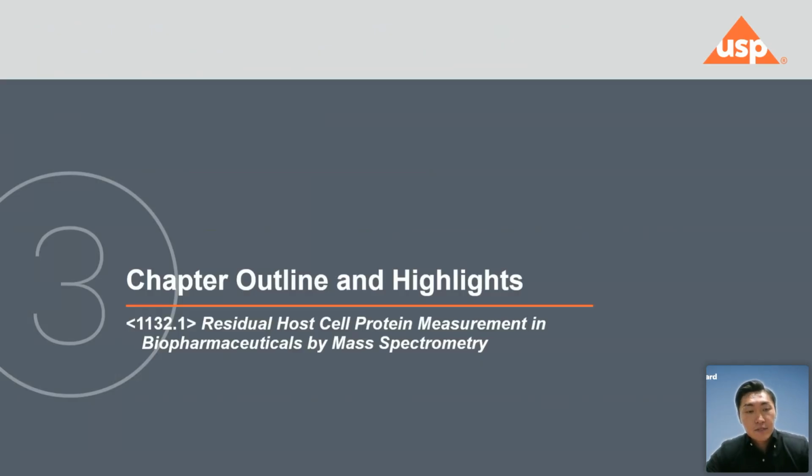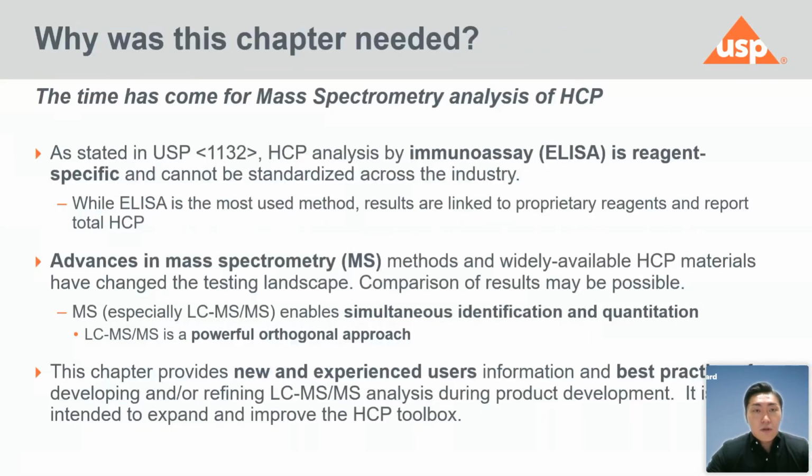Now let's dive into the chapter outline and highlights from 1132.1. So why was this chapter necessary? For the past 5 years, the mass spec analysis of host cell protein has really matured. And as we stated originally in USP chapter 1132, host cell protein analysis by immunoassays, specifically ELISA, is very reagent specific and cannot be standardized across the industry.